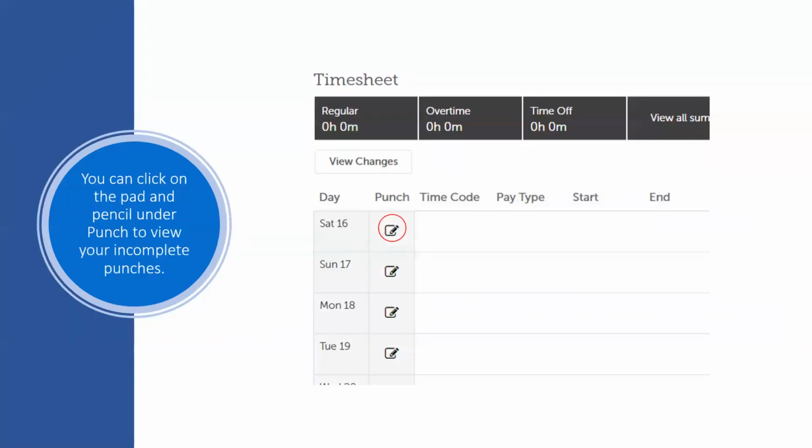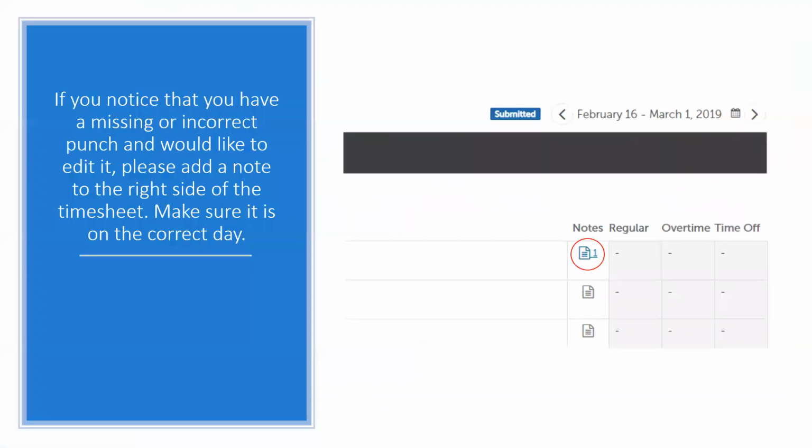On your timesheet, if you go under Punch and click on the pad and pencil for the right day, you can see any incomplete punches. For example, if you forgot to clock out and you would like to see what time you clocked in, it would be here.